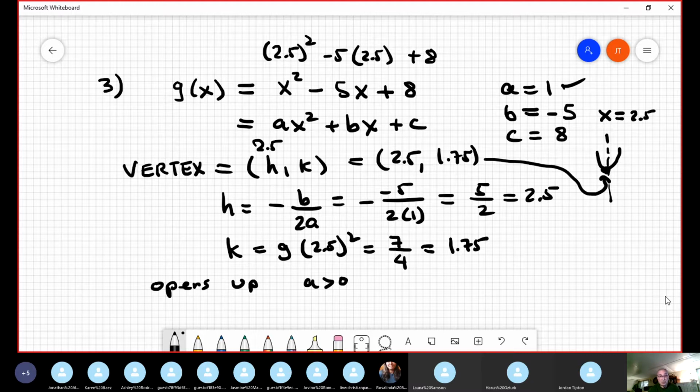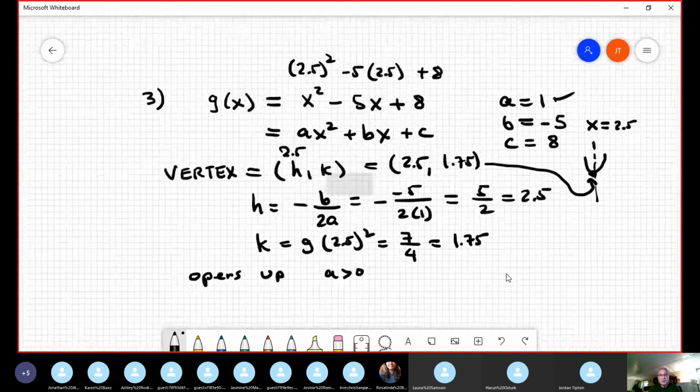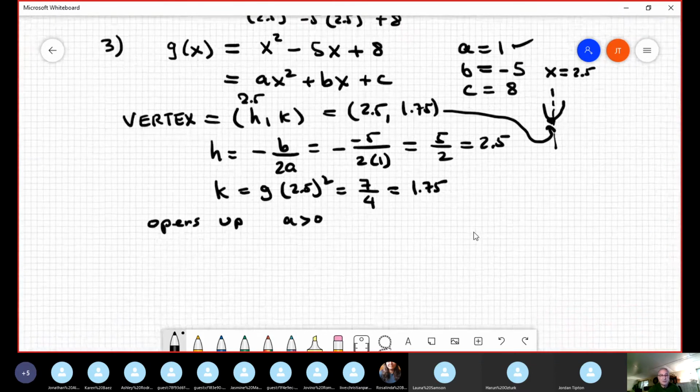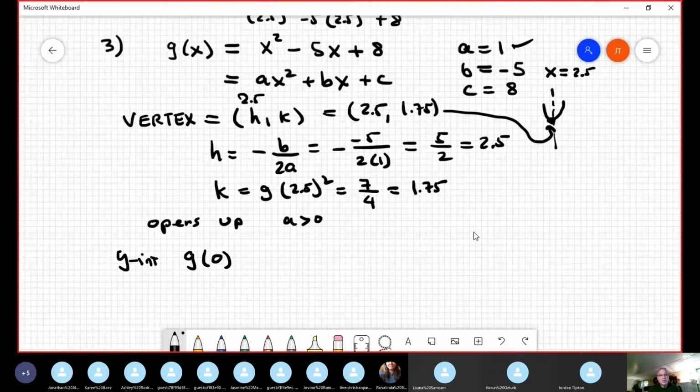The classical point, the y-intercept: you evaluate g at 0, which is the y-intercept, but it's obvious in this case, 8. Remember, take advantage that C is the y-intercept, so the point is (0, 8). So at least we have another point. We have 2 points. The vertex is the most important, and one extra. The x-intercepts you find by solving the quadratic equation.